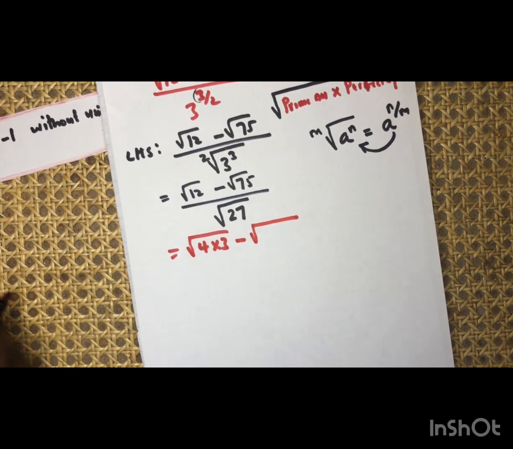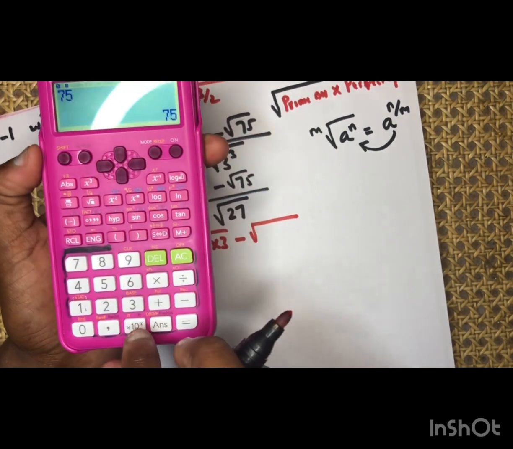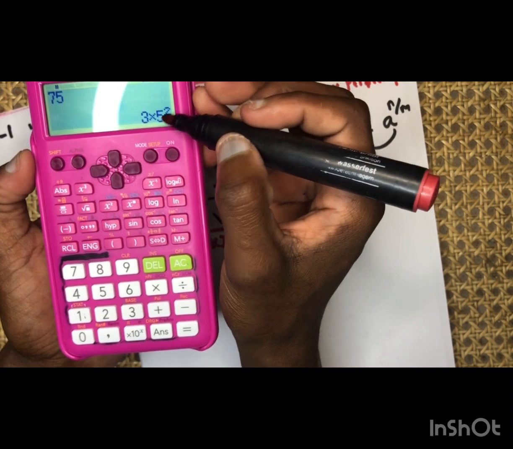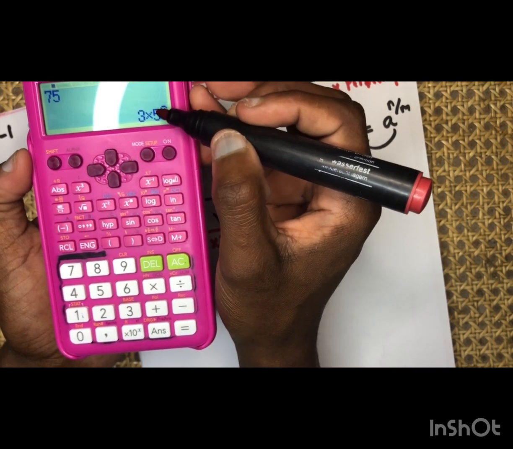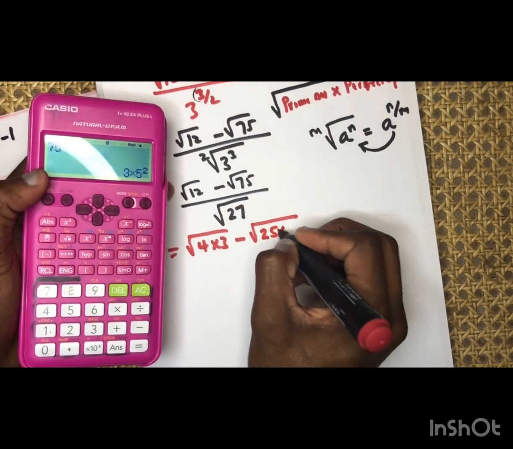Then I need 75. You can say 75, then shift, then press fact. Then you have 5 squared. We know that 5 squared, guys, is 25. 25 is a perfect square, which means it's the same as 25 times 3.